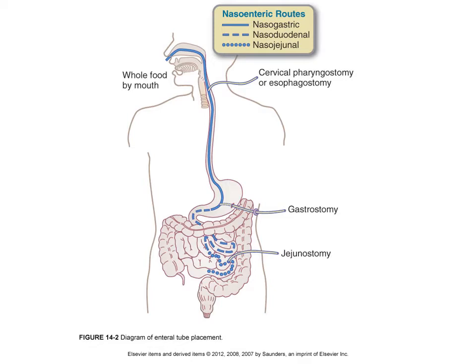So here we can see the nasoenteric routes. And so you can see again in blue the different locations of the tube. So in this case, it's going through the nose to the stomach, could go to the duodenum or the jejunum. Now it also talks about jejunostomy and gastrostomy, which again are long-term tubes.